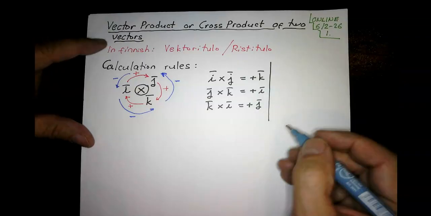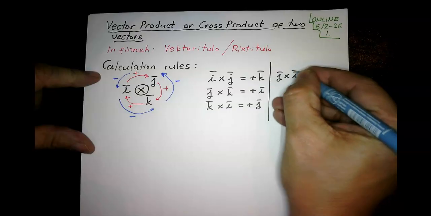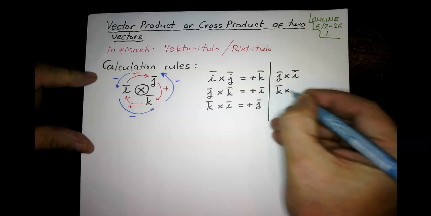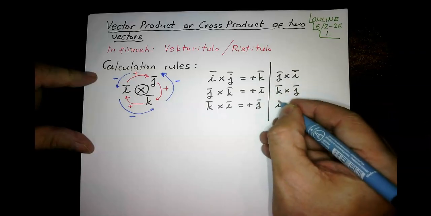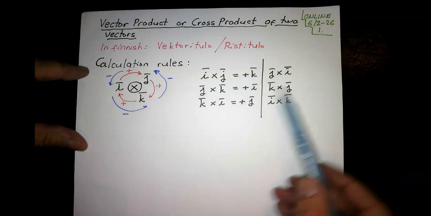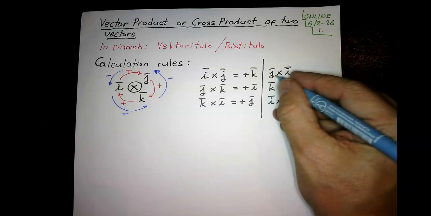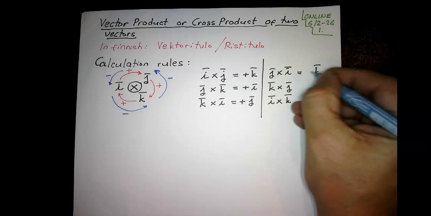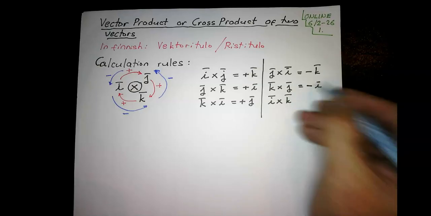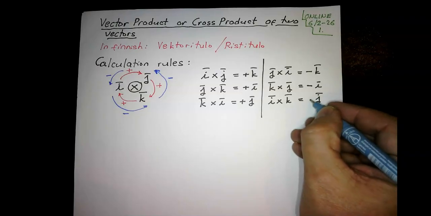And then the negative direction, I will take them in the opposite direction: j cross i, k cross j, and i cross k. And as we saw there, we always get the third letter. So in this case, j and i we get k, but it is negative. k and j we get i, but it is negative. And i and k we get j, and it is negative.